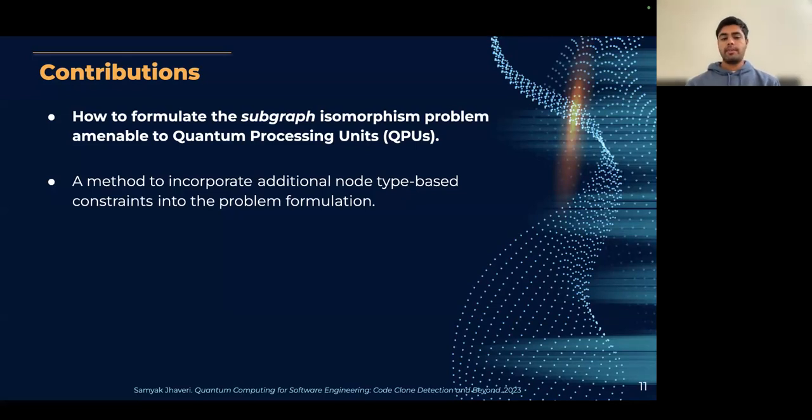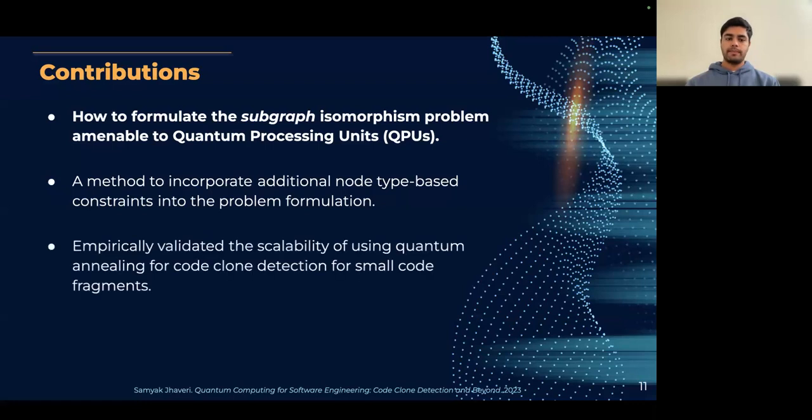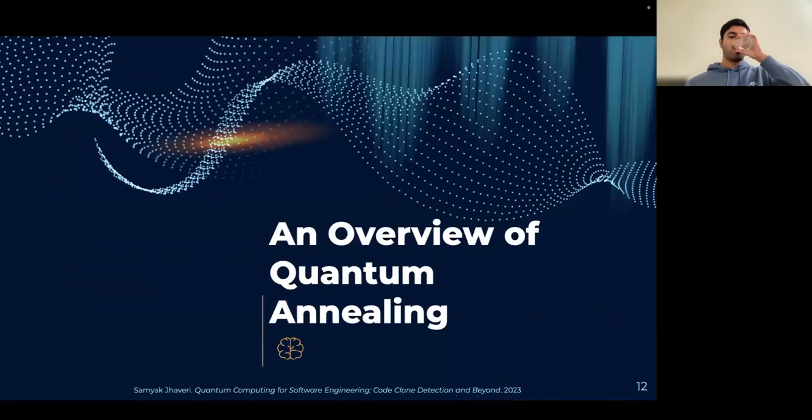I also introduced a method to incorporate additional node type based constraints into the formulation. And this constraint is essential for making it feasible to detect code clones using this technique. And finally, I also empirically validate the scalability of using quantum annealing for code clone detection for small code fragments.